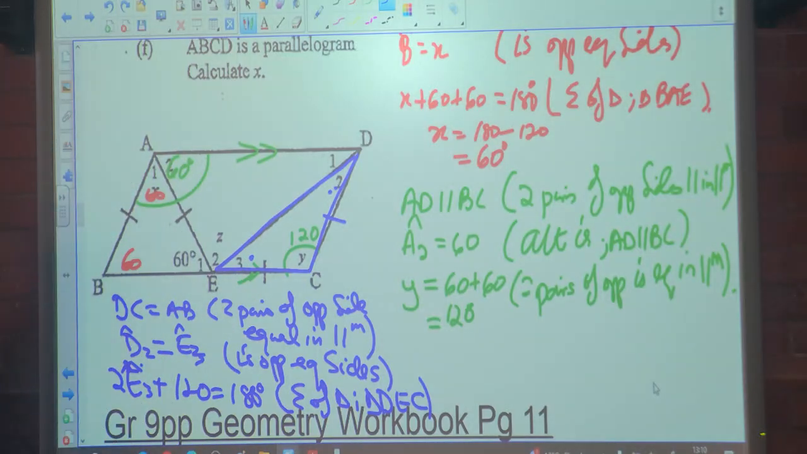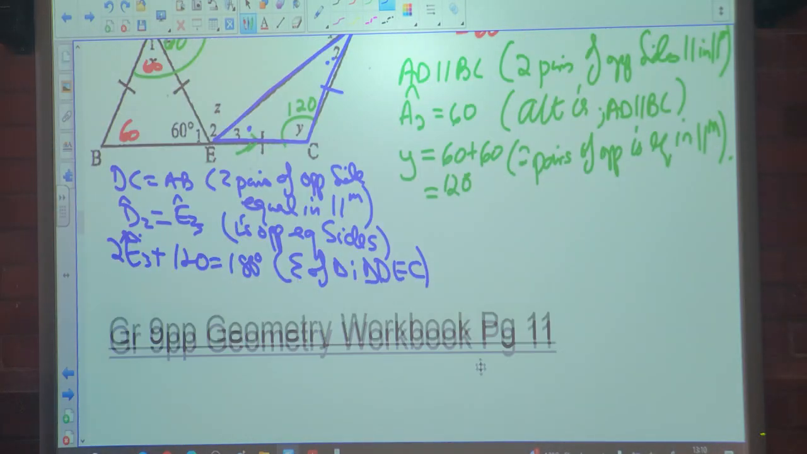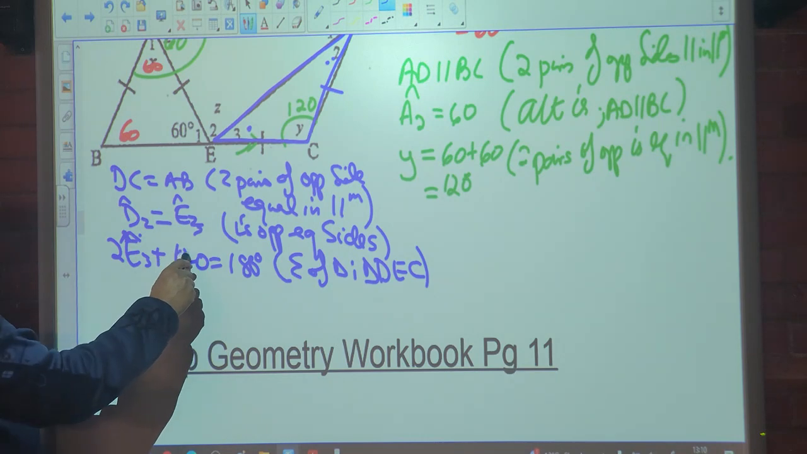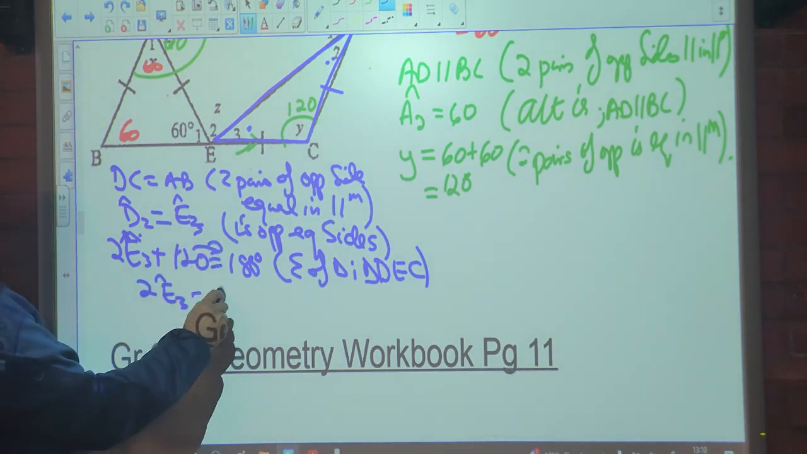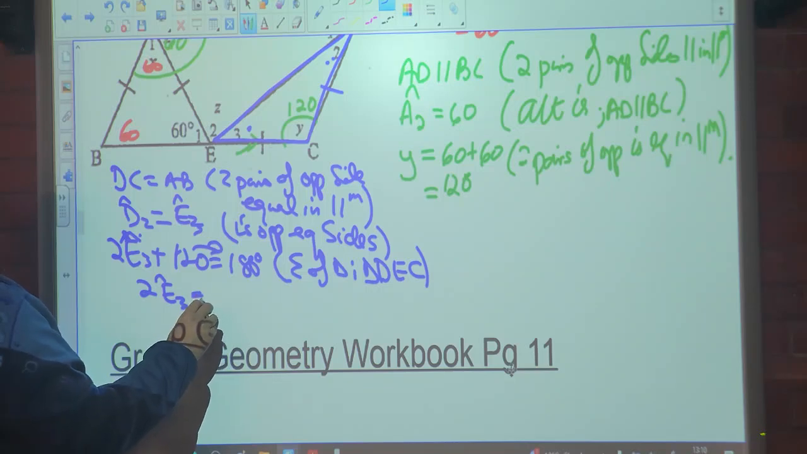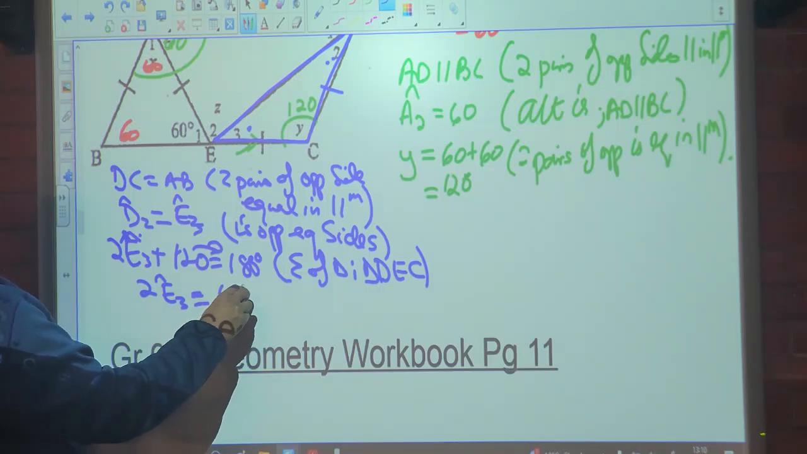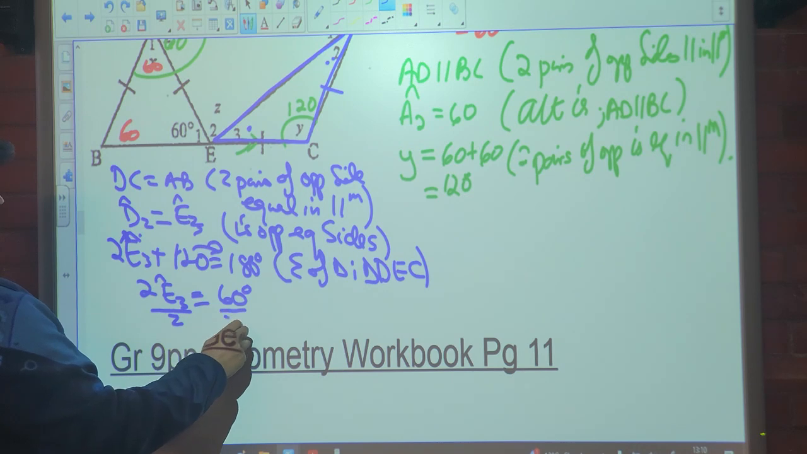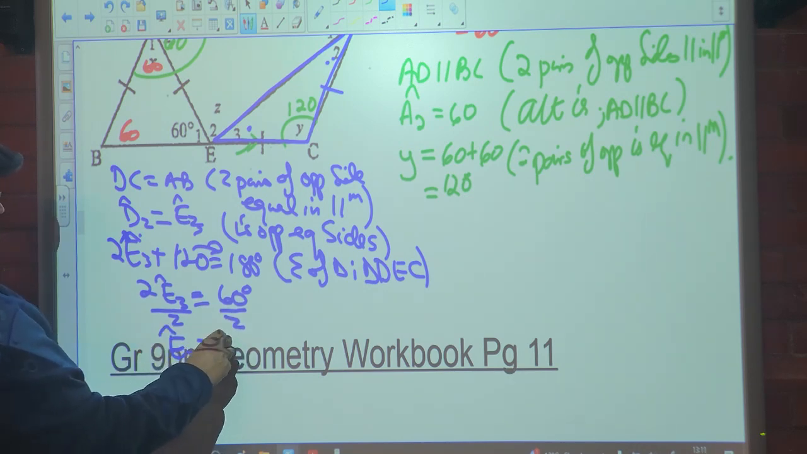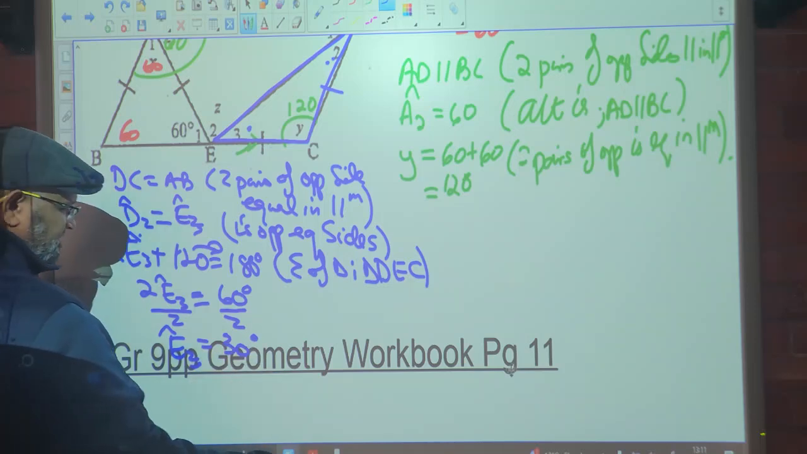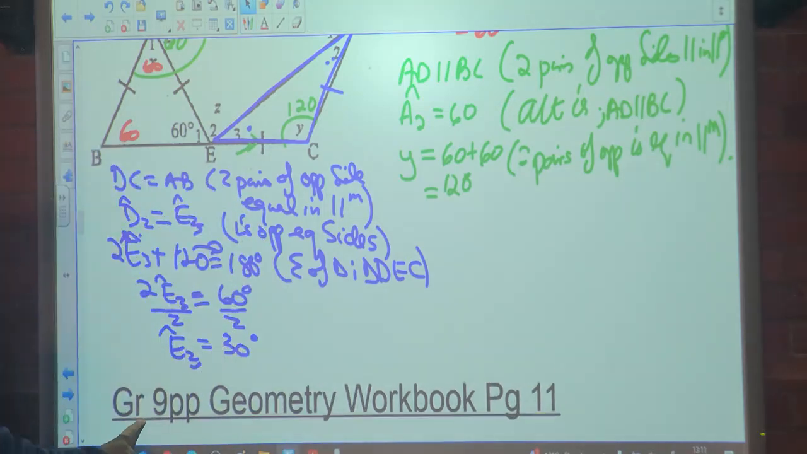Okay. So now I can take over the equal sign. So 2E3 is equal to 180 minus 120, which is 60 degrees. Divided by 2, so E3 will give you 30 degrees. But did we answer the question? No.